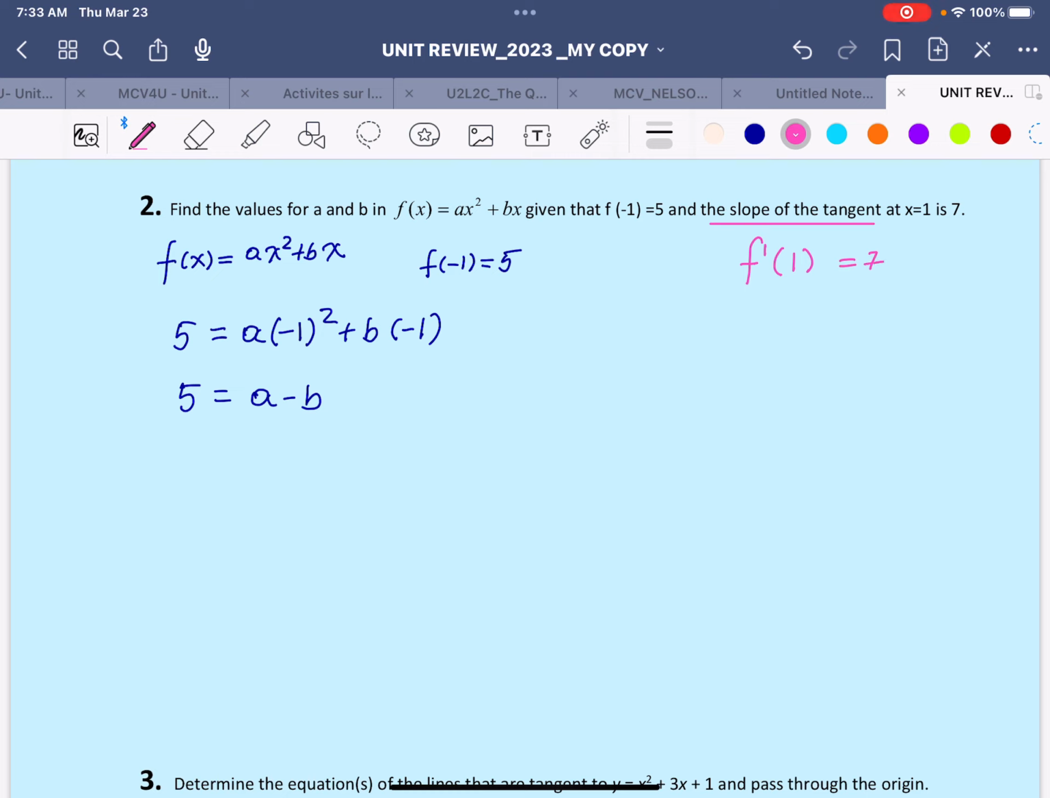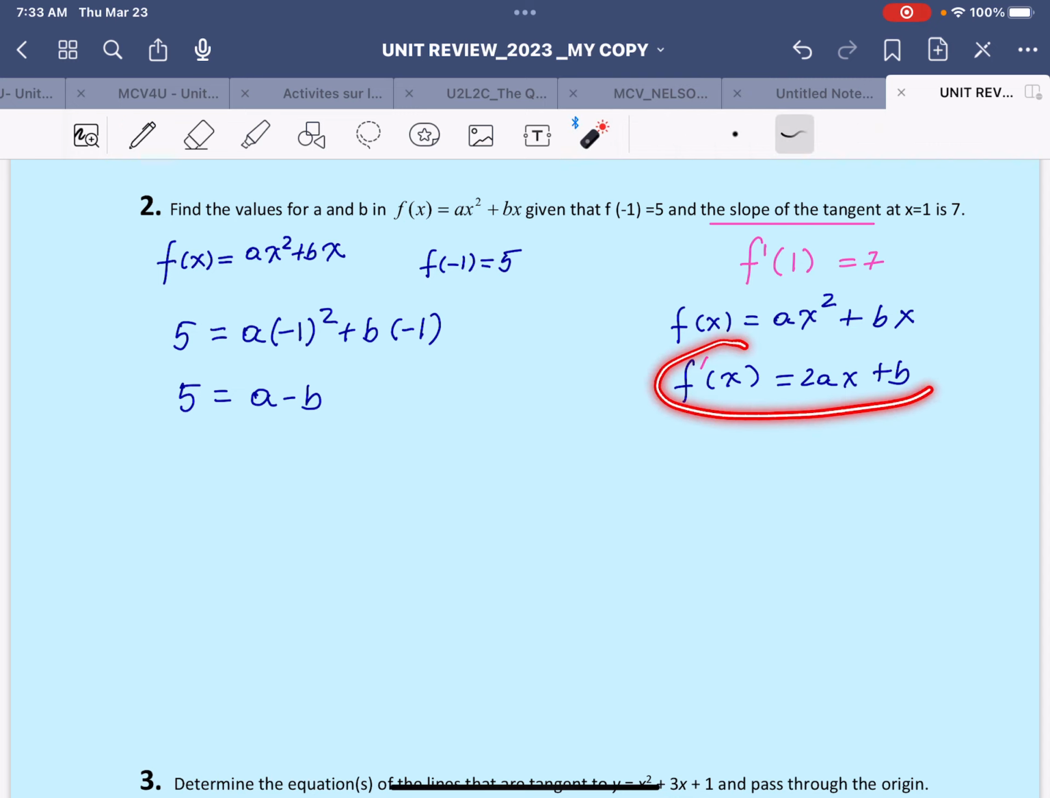So we have to start off by finding the derivative of f of x. I will rewrite the equation of f of x here. So remember that is ax squared plus bx, which means that the derivative f prime of x would equal 2ax plus b. Now we're ready to use the derivative equation to substitute the numbers given.